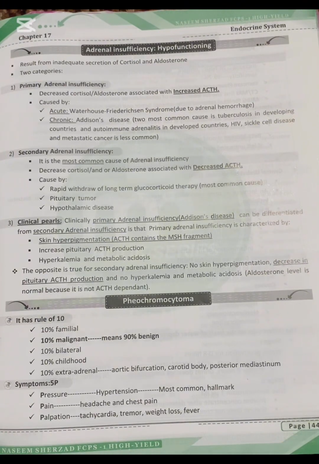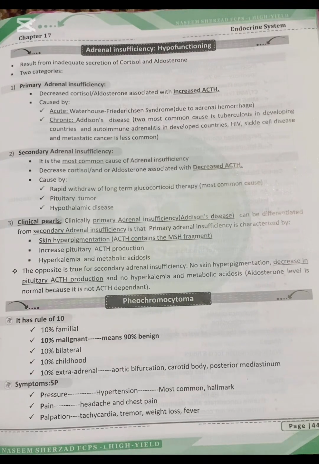Now coming to the other aspect of adrenal cortex problems, and that is adrenal insufficiency, meaning hypofunctioning, and we divided it into two: one is primary and the other is secondary. In primary, there is a decrease in cortisol or aldosterone, and there will be an increase in ACTH level. So one difference: when there is a problem in the primary condition, ACTH will be high. As I have mentioned earlier, aldosterone is actually not under the control of ACTH.